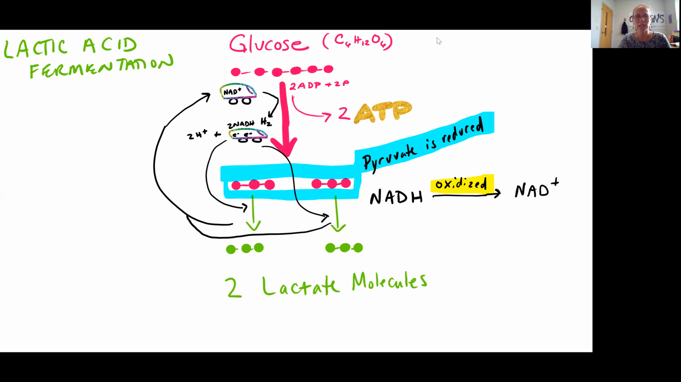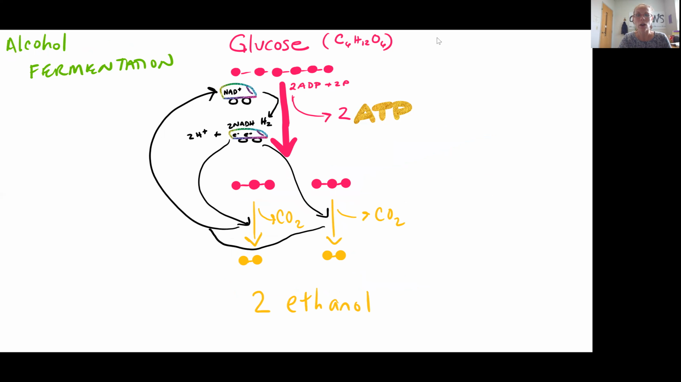Again, the key thing with fermentation is we need to somehow return the NAD+, that little taxi cab, back to glycolysis so that we can keep making ATP in that glycolysis reaction. Our second method of fermentation is alcohol fermentation.